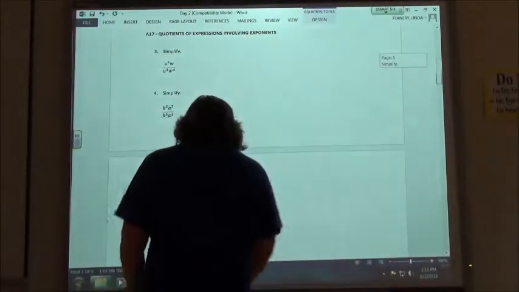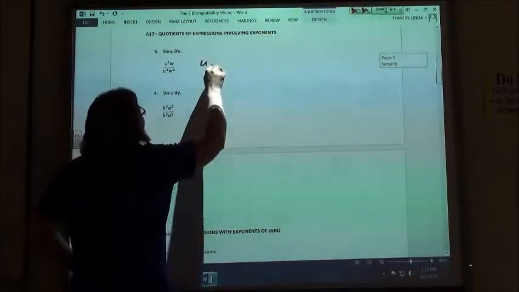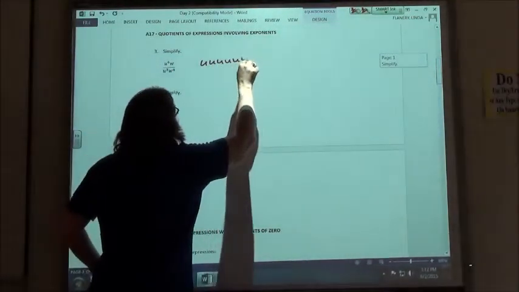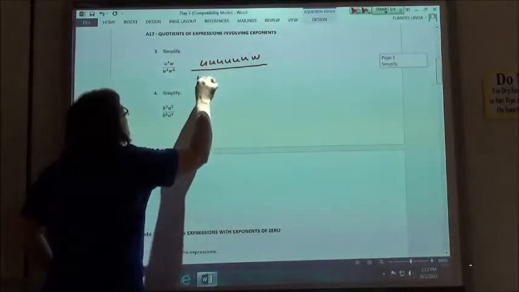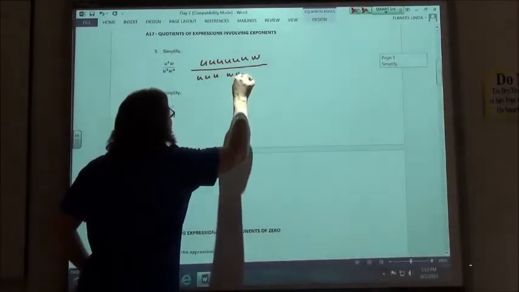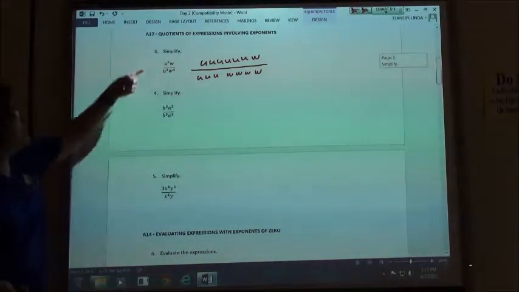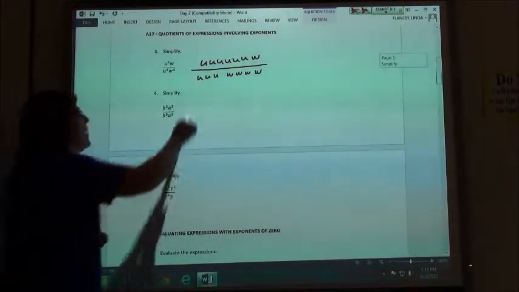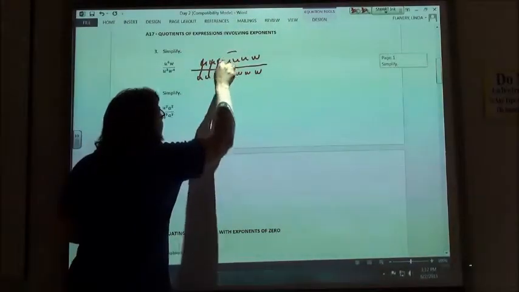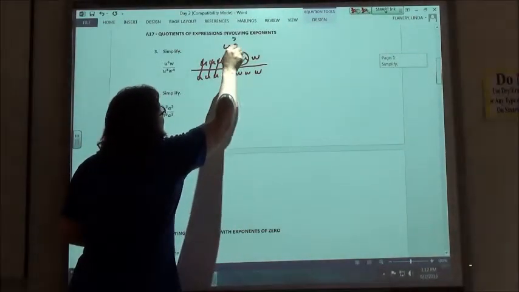The next one is your rule for dividing with the same base. Your rule for dividing with the same base is to subtract your exponents. If I wrote this out the long way, u to the 6th w over u to the 3rd w to the 4th, I'm really basically just canceling. So with my u's, I can cancel out 3 of them. 1, 2, 3. Leaves me 3 of them left over, right?